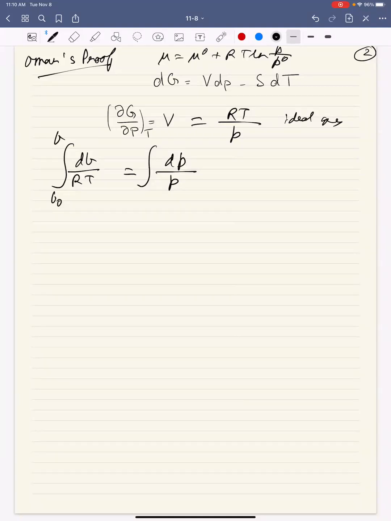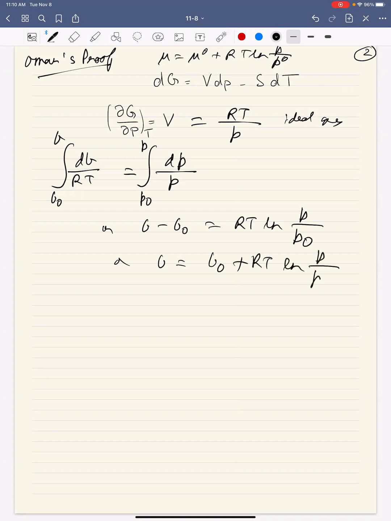Okay, so G naught to G, P naught to P. Or G minus G naught is equal to RT ln P by P naught. Or G is equal to G naught plus RT ln P by P naught. Okay, that's fine, but we are not quite there. The equation I wrote has mu. How did you get that one?